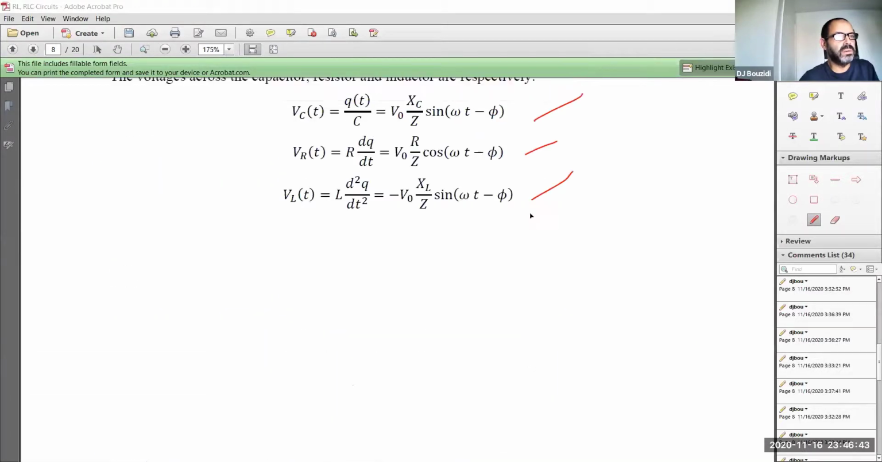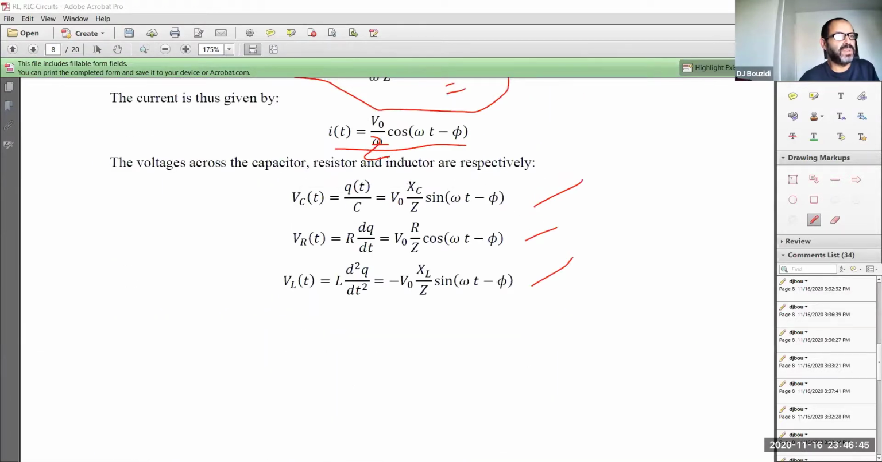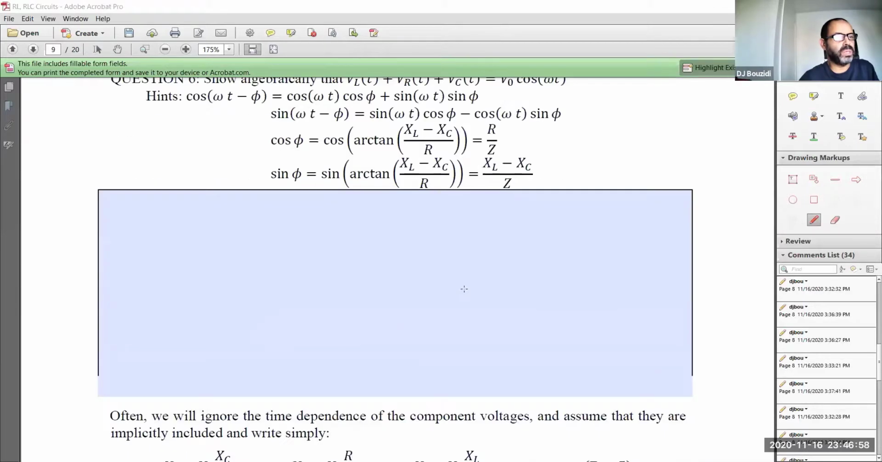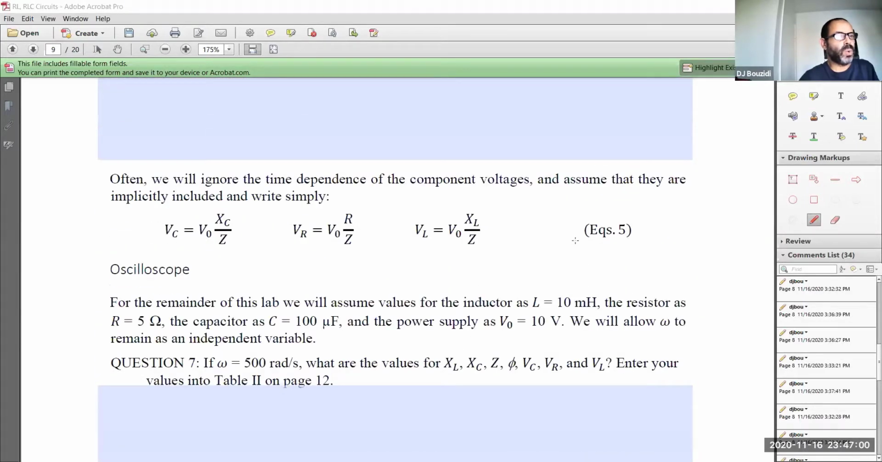Here they are. VC is V naught XC over Z. VR is V naught R over Z. And VL is V naught XL over Z. Do not write the minus and do not write the trig functions, just the absolute values, the maximum amplitudes.